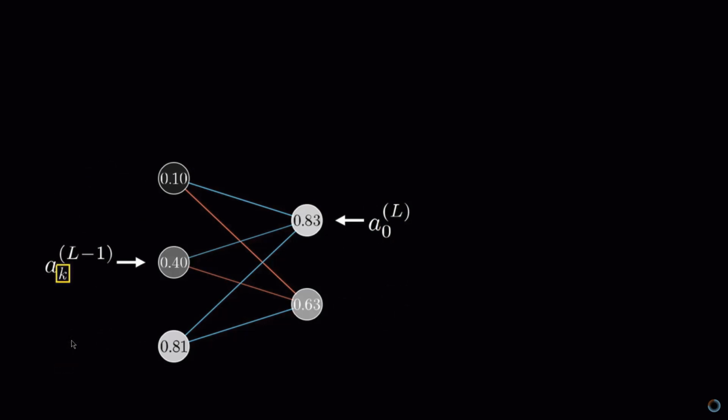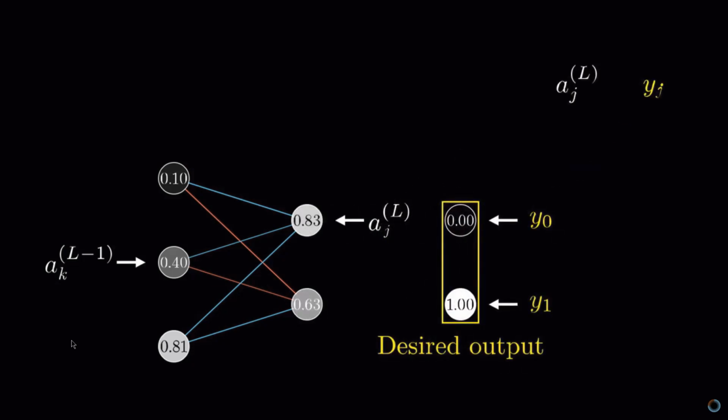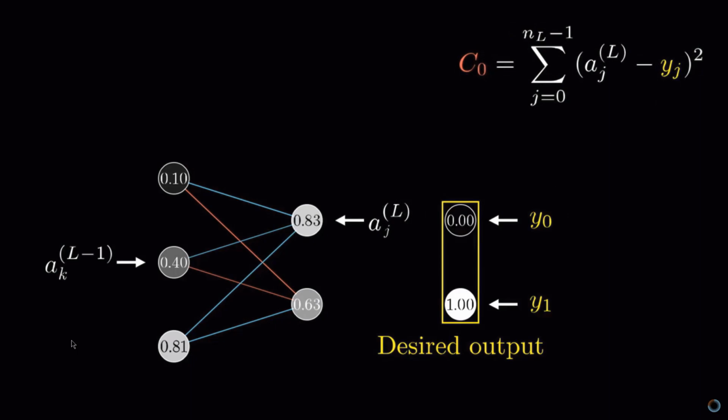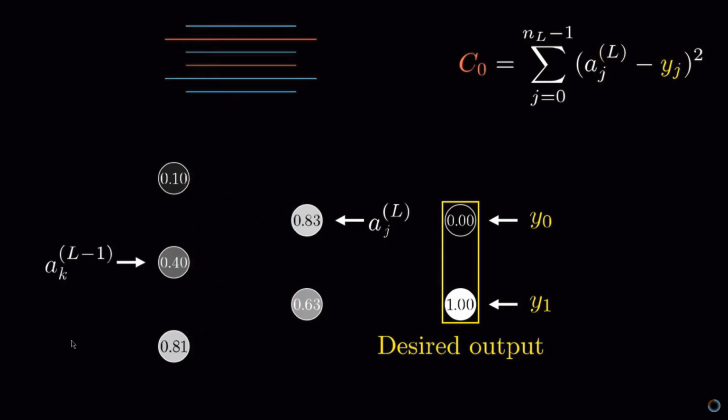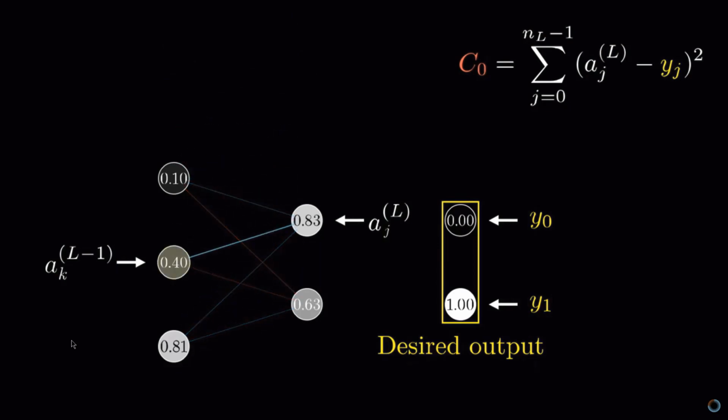Let's go ahead and use the letter K to index the layer L-1, and J to index the layer L. For the cost, again, we look at what the desired output is, but this time we add up the squares of the differences between these last layer activations and the desired output. That is, you take a sum over ALJ minus YJ squared. Since there's a lot more weights, each one has to have a couple more indices to keep track of where it is. So let's call the weight of the edge connecting this kth neuron to the jth neuron WLJK.